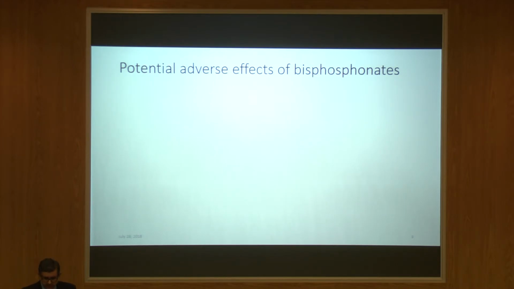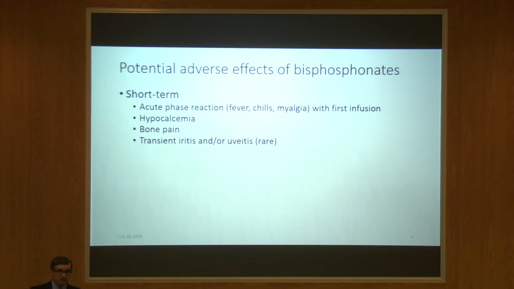So what are the potential side effects of bisphosphonates? So there are possible short-term side effects. And one of the more common short-term side effects is this acute phase reaction. And that usually happens with the first infusion. It's essentially like a flu-like illness where patients experience fevers, myalgias, chills, and it can sometimes be very severe. In most instances, it's actually mild and potentially preventable with pre-medications.